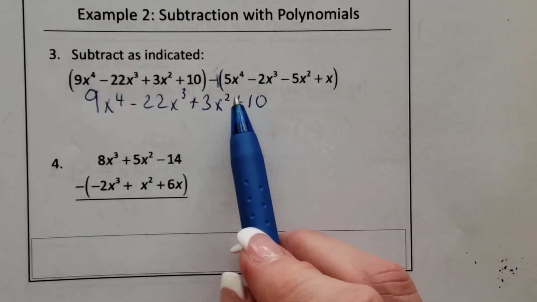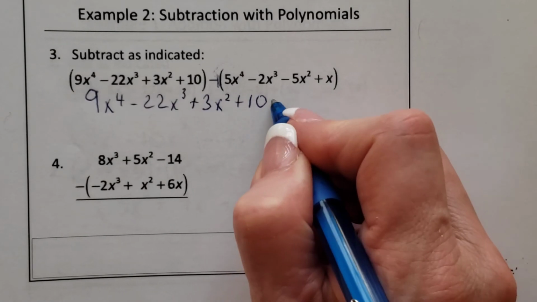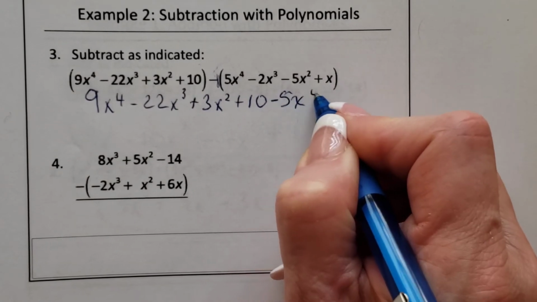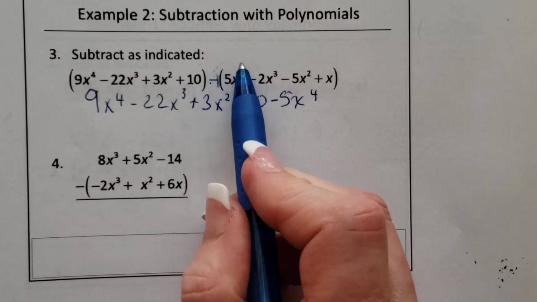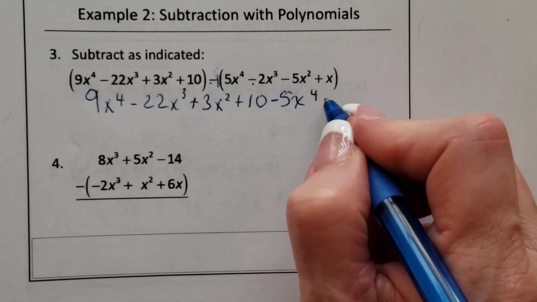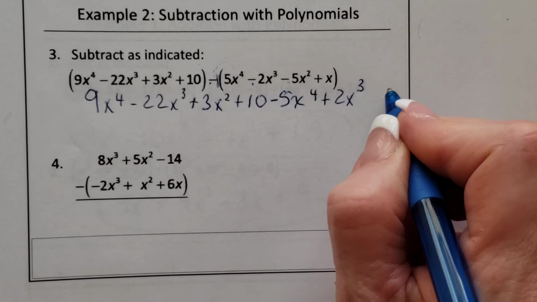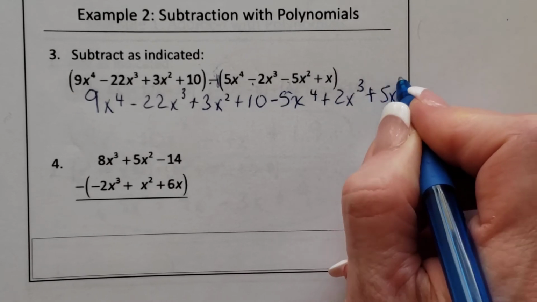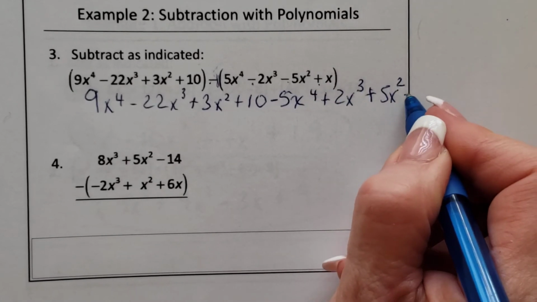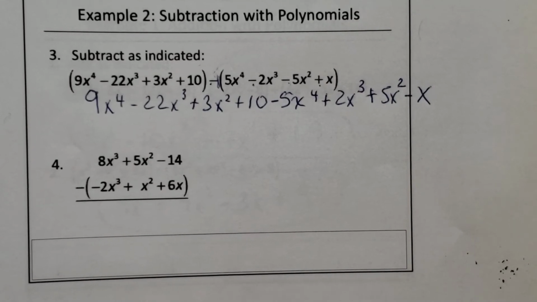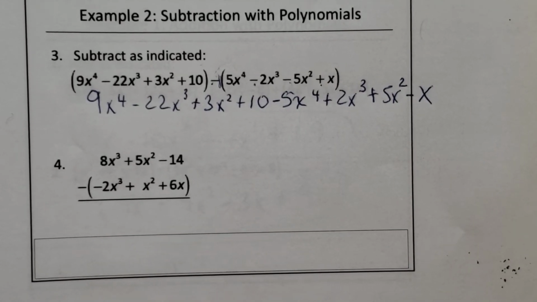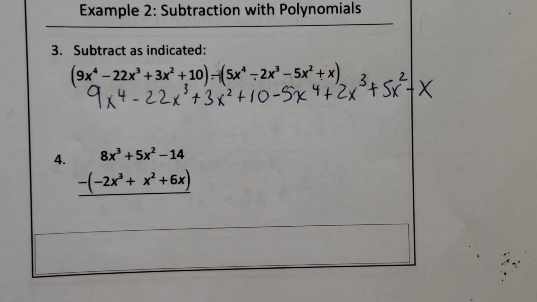So the opposite of 5x to the fourth is minus 5x to the fourth. The opposite of negative 2x to the third is positive 2x to the third. That becomes plus 5x squared. And that becomes minus x. All right, now that I've dropped all my parentheses, I've distributed my negative sign. Now, just like the other problems, I'm going to combine like terms.